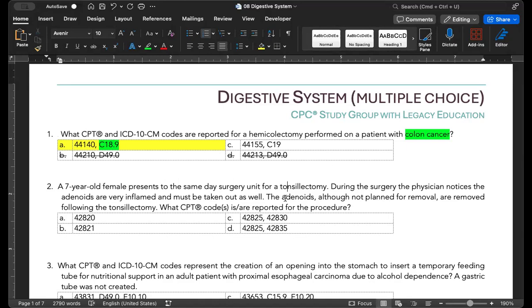So it's a 7-year-old. And then we have to narrow it down by age. So we've got 7-year-old, and then we did a tonsillectomy as well as the adenoids. So would it be A? Yep. That would be your 42820. Now, let's say that they did not take out the adenoids. They may have noticed that they were inflamed, but they decided not to take those out. At that point, what would our code be for just the tonsils? 42825. Yep. So if they just do the tonsils.